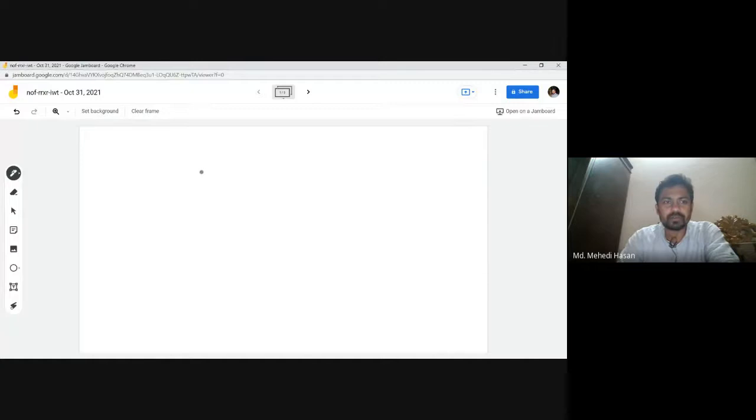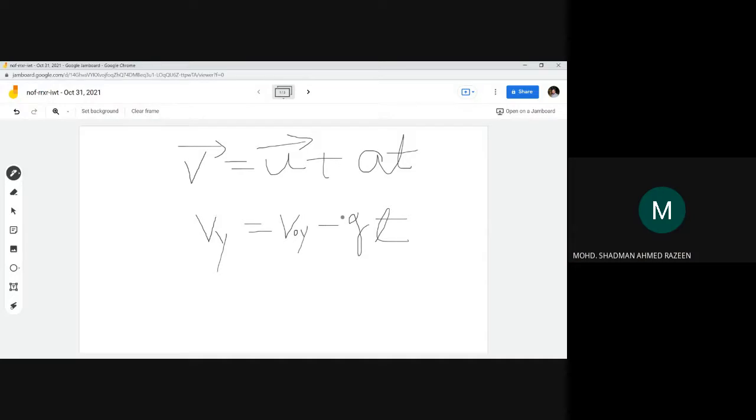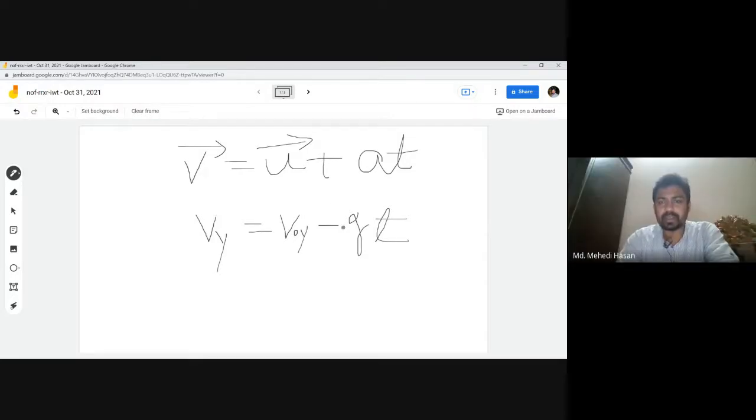So the thing is that if you consider, say, the equation v equal to u plus at. So this is the equation. Now the y component of this equation will be vy, so this is not a vector. So vy is equal to v naught y minus gt. So this is common, just minus gt. So we are considering throwing the object in the upward direction. So basically this sign will be either positive or negative depending on the situation.